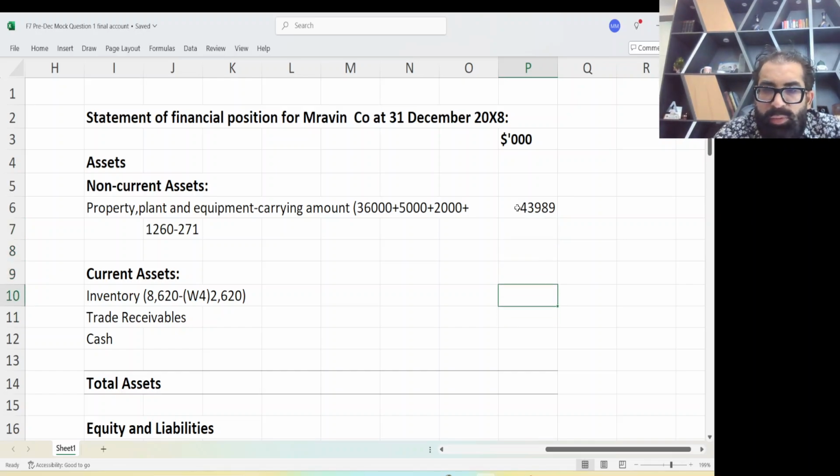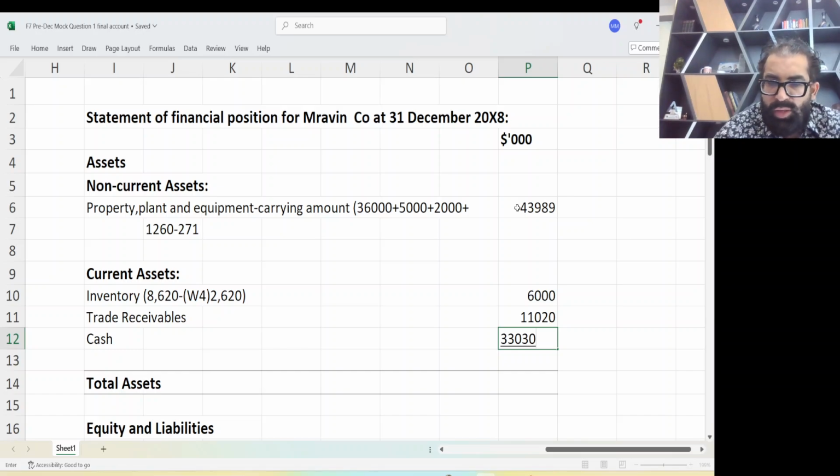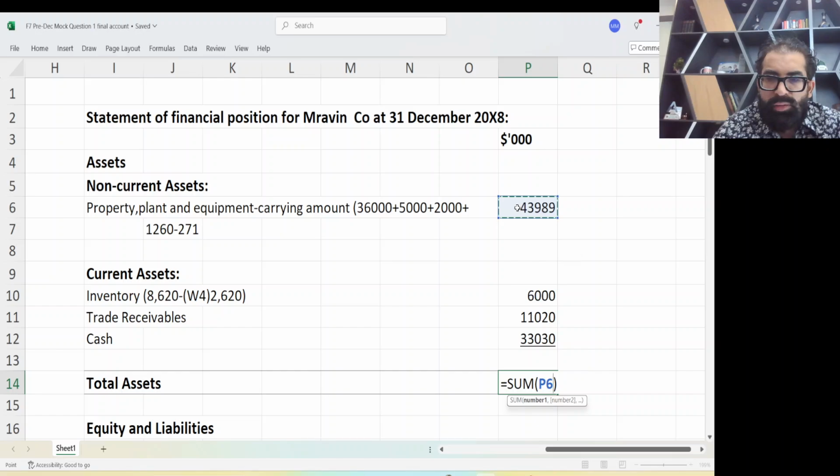Then inventory: 8620 was the original inventory and now we reduced it by 2620. So definitely it will come down to NRV, because the lower was NRV. Trade receivables will come as it is, without any adjustment. It is 11020. Cash will also come without any adjustment, which is 33030. Okay, so let's calculate the total assets finally. 94039.